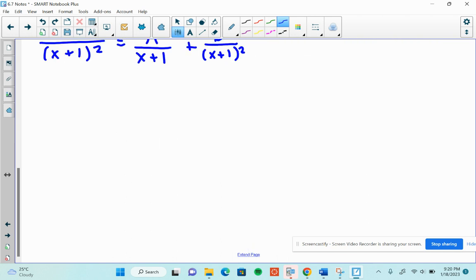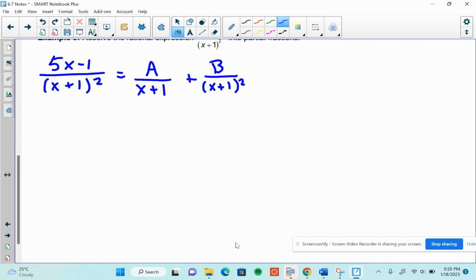So now we're going to go through the same kind of process. We're going to multiply both sides by x plus 1 squared. So if we multiply the left side by x plus 1 squared, we only have the numerator. We multiply the right side. When we multiply the first fraction, this fraction right here, one of the factors of x plus 1 is canceled and the other one survives. And then we have that.